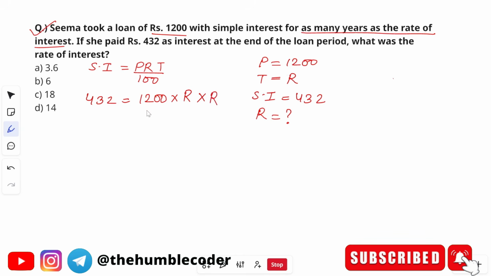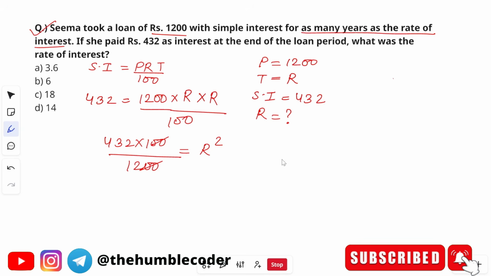So I will also put T as R. Then in the denominator I have 100. Solving this, what I will get is 432 multiplied by 100. This 100 will go over there, divided by this 1200 will come in the denominator. And then on this side it will be R square. Solving this, it will get cancelled.